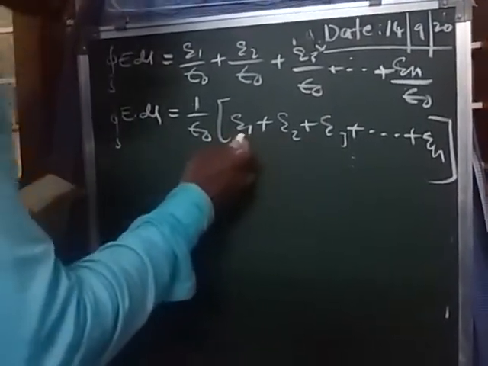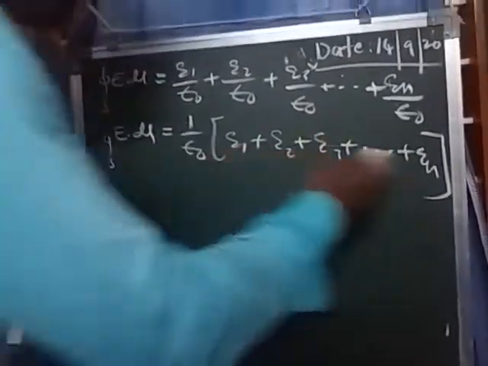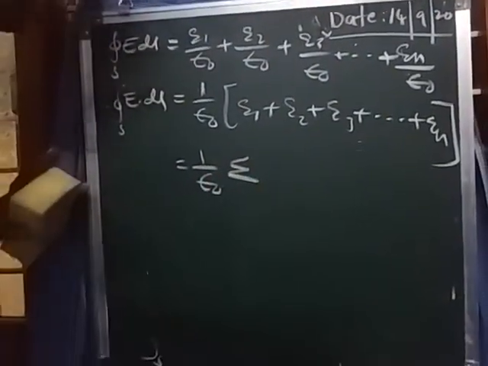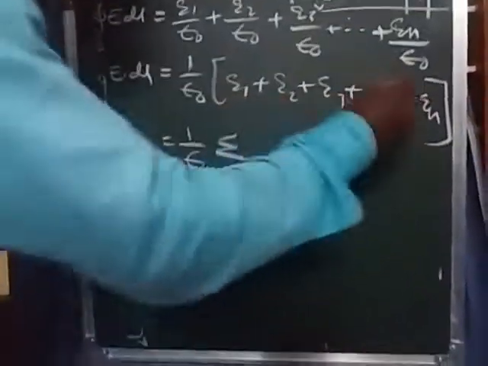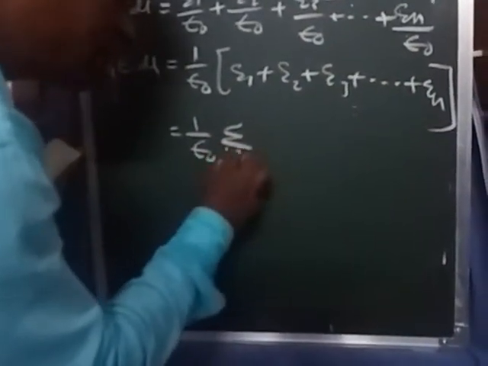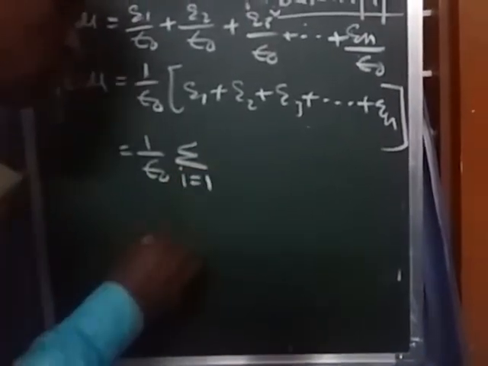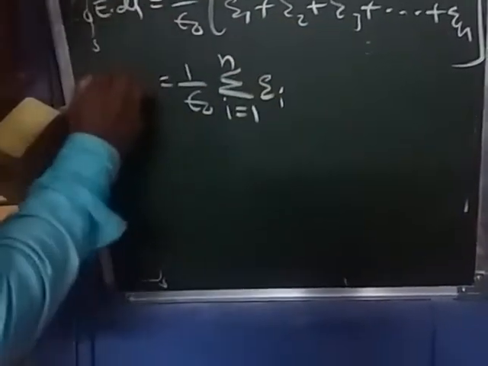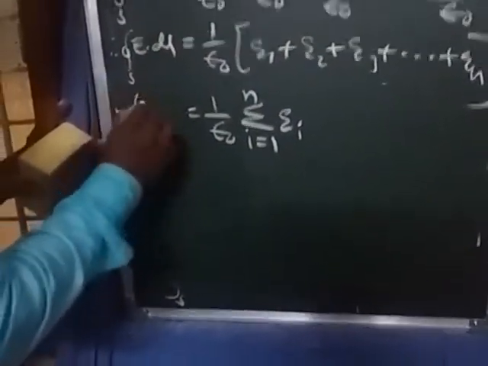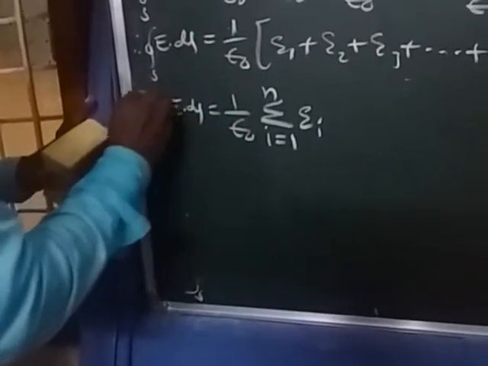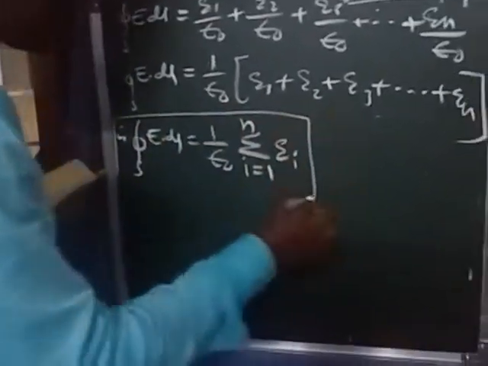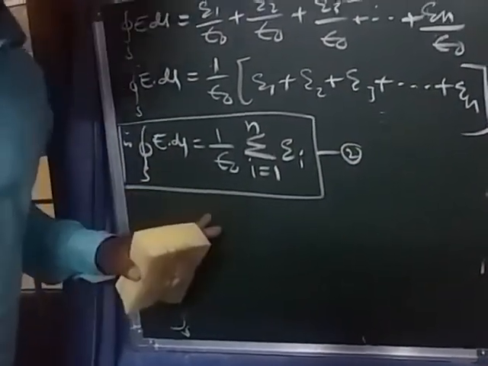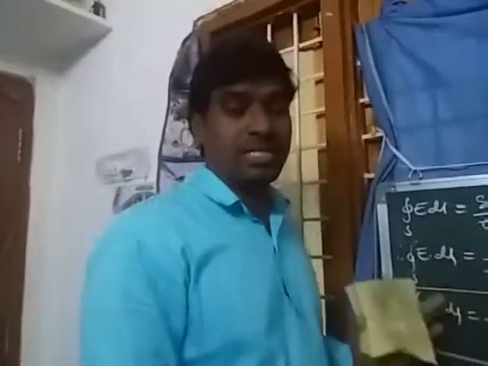So this is the sum of the charged particles. This sum of the charged particles we can write as 1 by epsilon naught into sigma. What does sigma indicate? The sum of the charged particles. So sigma, with i equal to 1 to n we can take. Therefore this is the Qi, and the surface integral over S of E dot ds is equal to this, as indicated by equation 2. This equation gives the intensity of the electric field due to different charged particles.